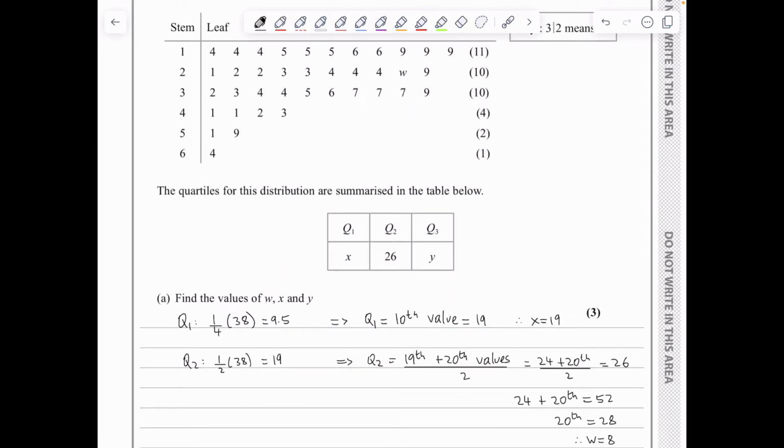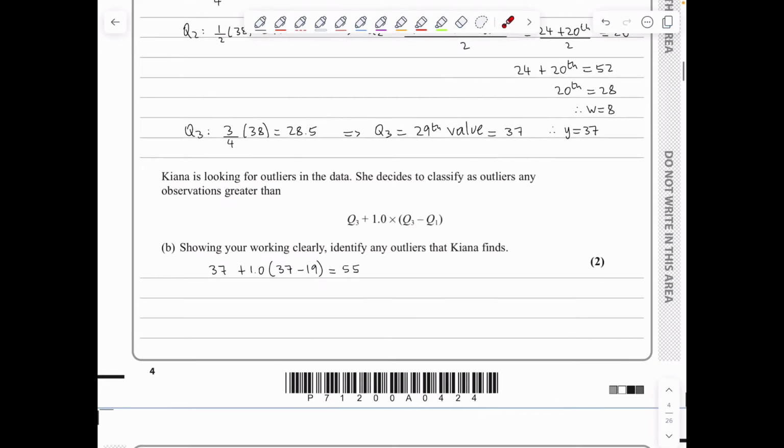So looking at our stem and leaf diagram, the 59 and the 64 will be outliers. So what I need to say is 59 is greater than 55, and also 64 is greater than 55. And therefore 59 and 64 are outliers.